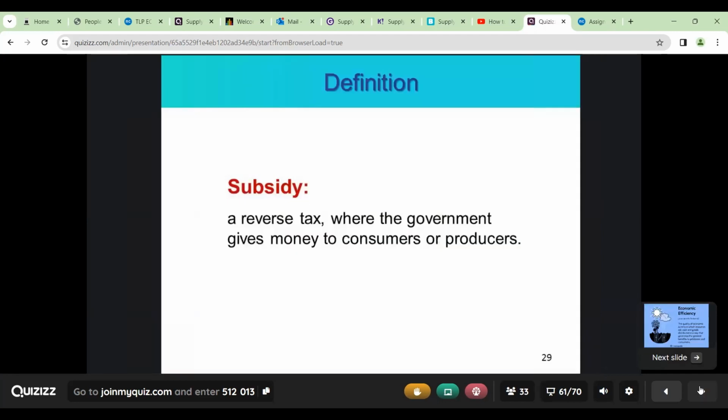So subsidies are a reverse tax where the government gives money to consumers or producers. Subsidies are used to increase supply. The government of Canada is subsidizing housing. They're making a housing policy to flood the market with houses. That's going to increase the supply of housing, and that will reduce prices for housing long term, at least for the units that they're producing.